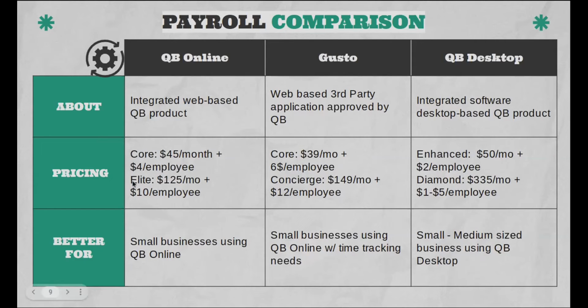And then at the high end, you're looking at Elite, $125 a month and $10 per employee. So you really want to drill in if you're looking at these options and see what the differences between Core and Elite are. Do you need what's being offered in Elite, or can you get by with Core?